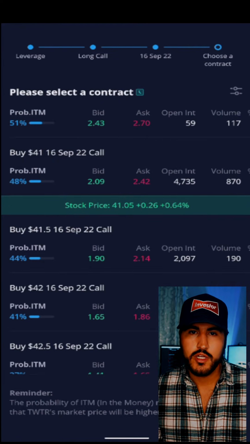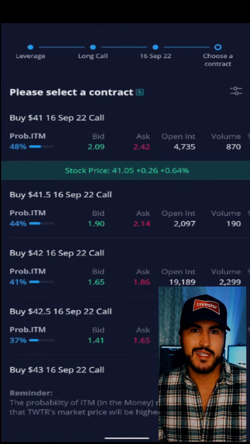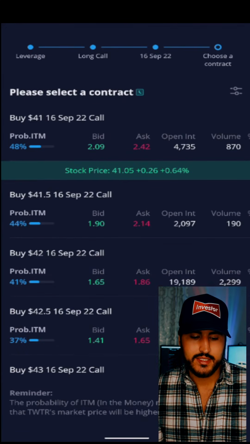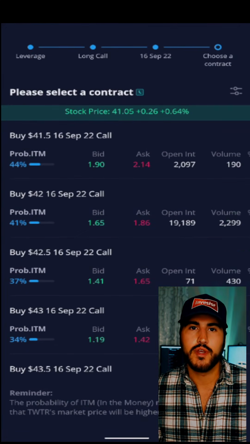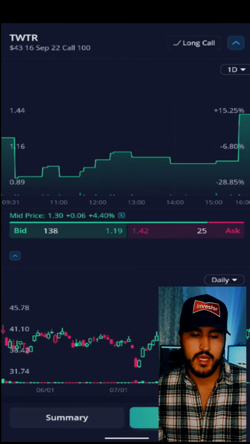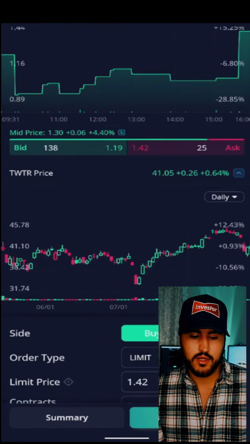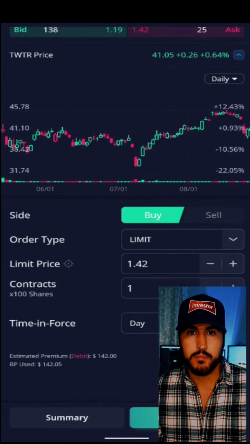So let's say we're bullish on Twitter and we want to buy a call option, and we're going to buy something that's slightly out of the money. Let's say we're going to buy the $43 strike. To proceed, you're going to click on that, buy $43. You're going to unlock your trading, and then this is the screen that's going to pop up. If you scroll down, here's where you're going to enter your limit price, how much you're willing to pay for this contract, and how many contracts you want to purchase.